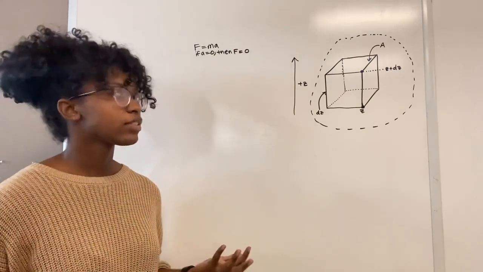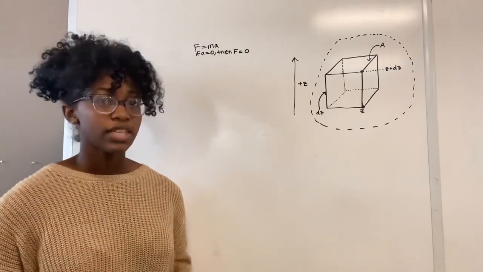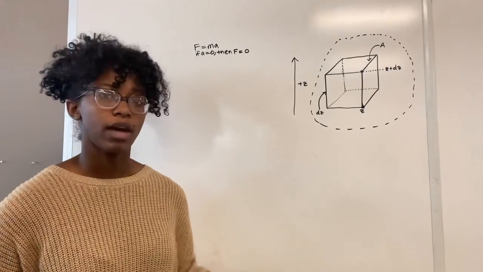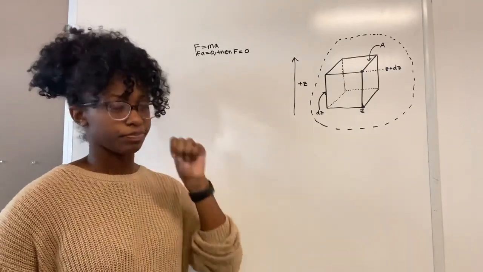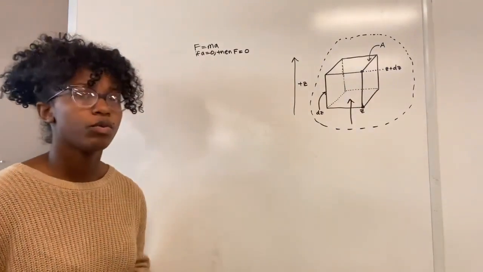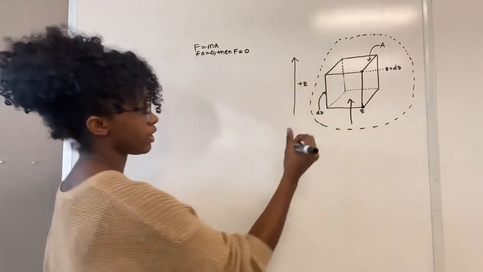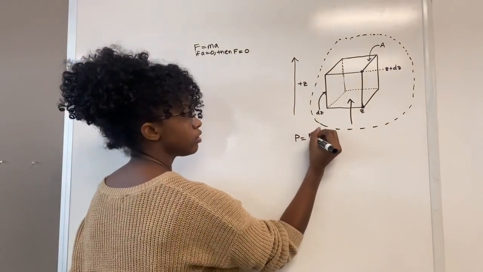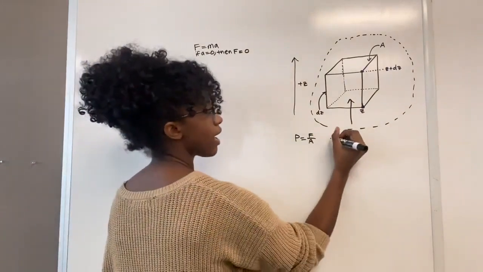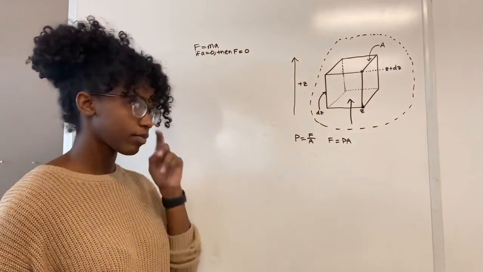And so now we can start asking ourselves, well, what are all of the forces acting on this fluid? For this case, we're only going to worry about the forces that are acting on the top and bottom surfaces. So let's start with the bottom. Since this is a fluid, we know that there will be some pressure forces acting on it, and we know that pressure is equal to force divided by the area. So that means that force is equal to pressure times the area.